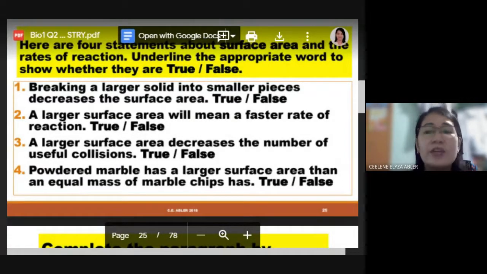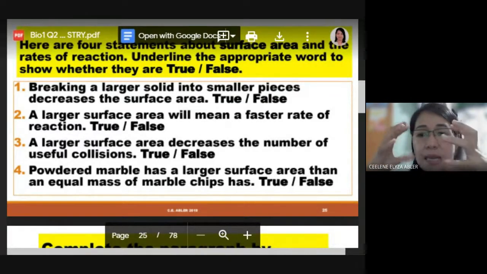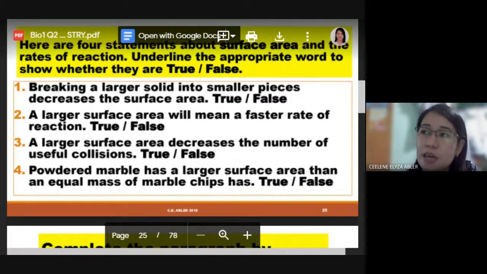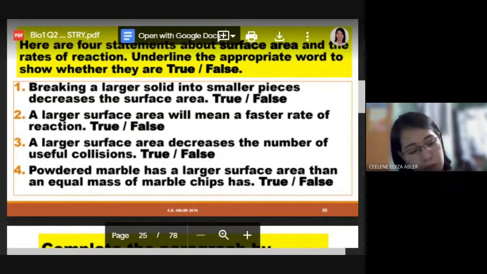Okay, we have here number 1. Breaking a larger solid into smaller pieces decreases the surface area. True or false? Okay. Let's remember that when it's small, for example, we have here your enzymes that work on your food particles. Okay, so you have there on your page, let's check which page, you have there the food particles.